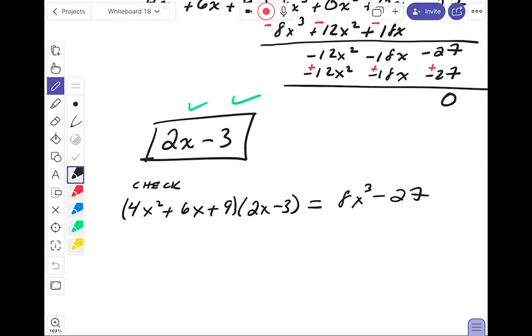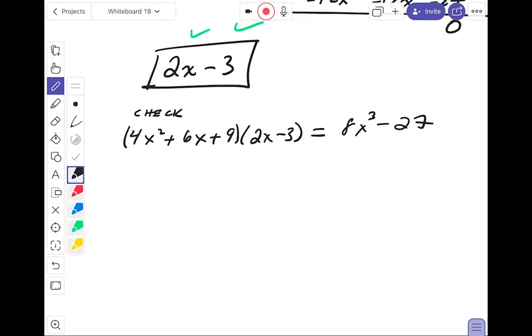Let me just quickly go through that to multiply it out. And how are you going to multiply it? Well, I'm going to be taking the 2x and distributing across those three terms. I'll write that down for you. It's going to be 8x cubed plus 12x squared plus 18x. Then I'm going to distribute the minus 3 across those three terms. What do you get? Minus 12x squared, minus 18x, minus 27.